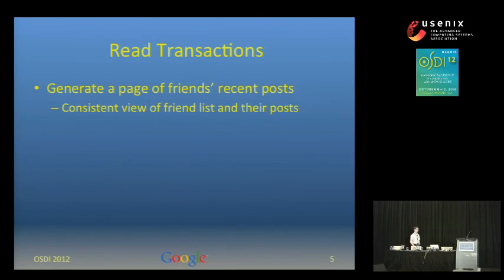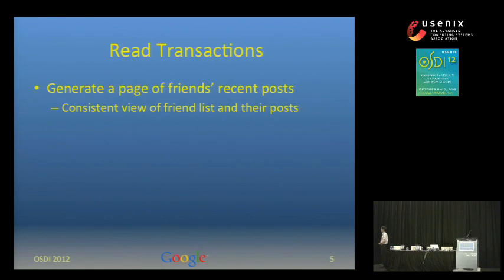So why do we care about read-only transactions? Well, in our social network, suppose we want to generate a web page that consists of my friends' recent posts. Well, we want to generate this in a consistent fashion. That is, we want to make sure that the list of friends that we use to generate the posts is consistent with the posts that my friend put up on their stream.